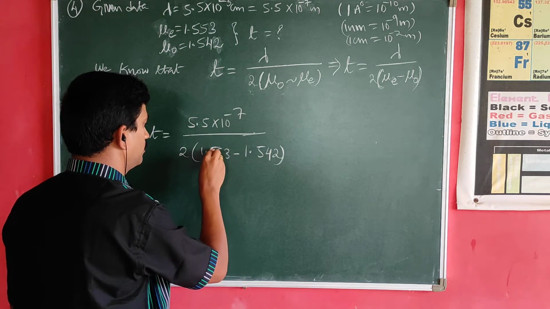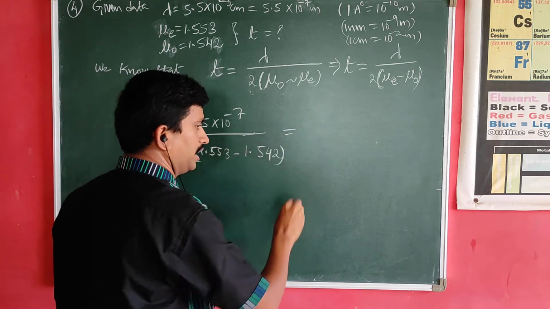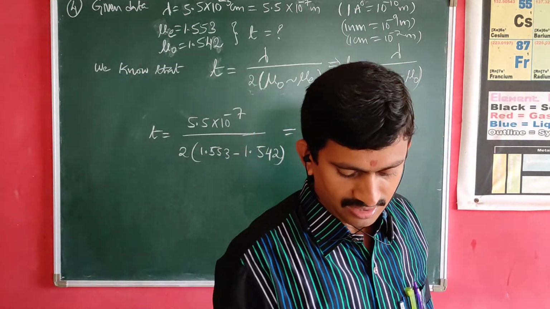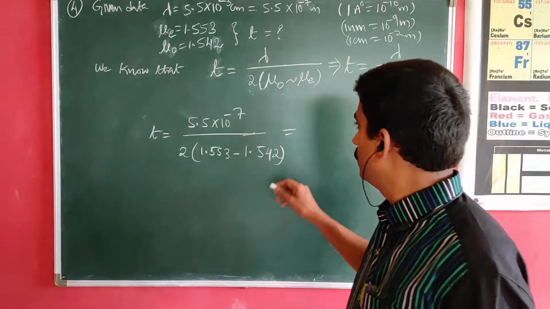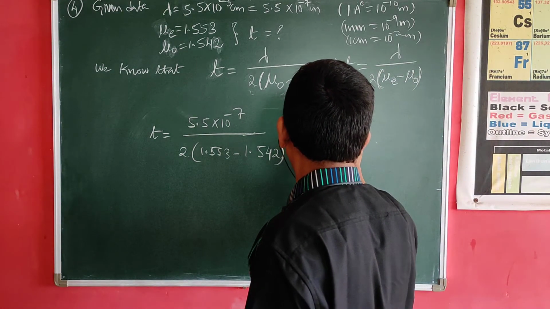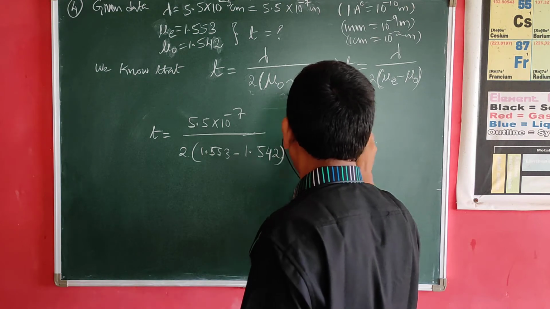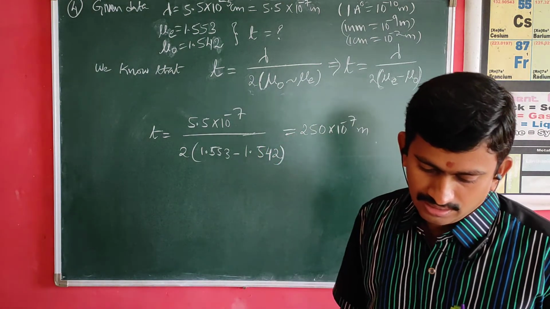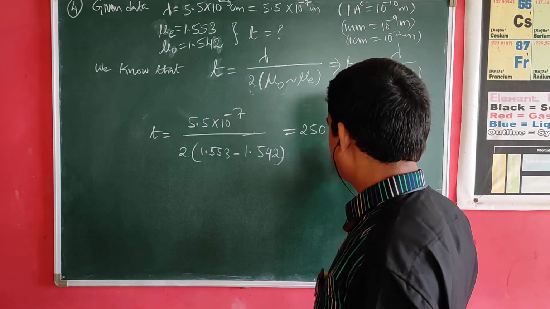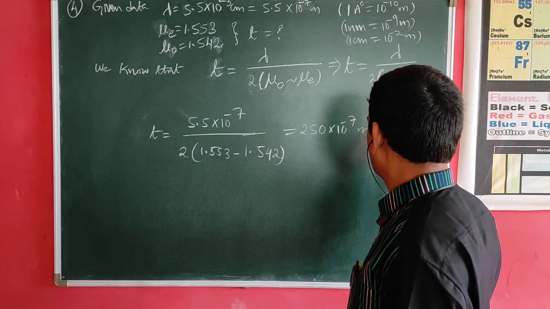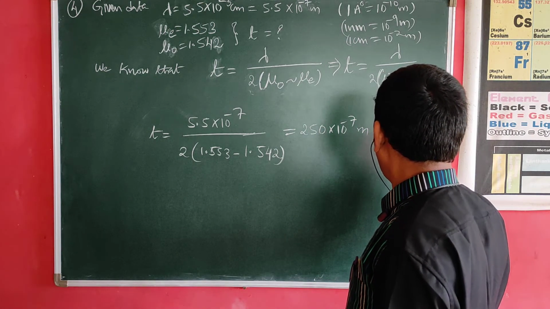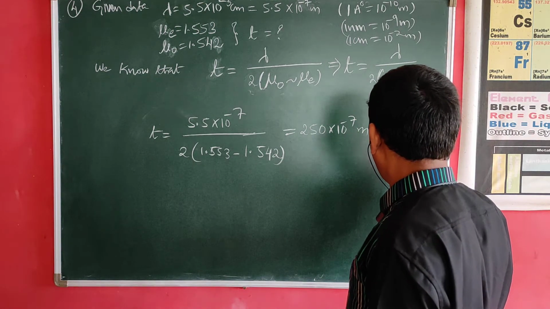Now operate your calculator and check the obtained answer. The obtained answer is 250 into 10 power minus 7 meters, or in other words, you can leave it like this, otherwise 25 micrometers.